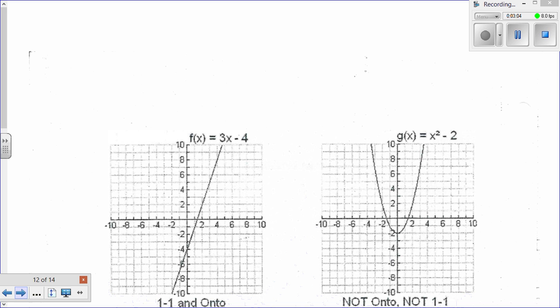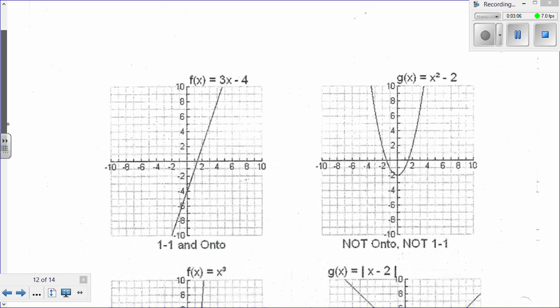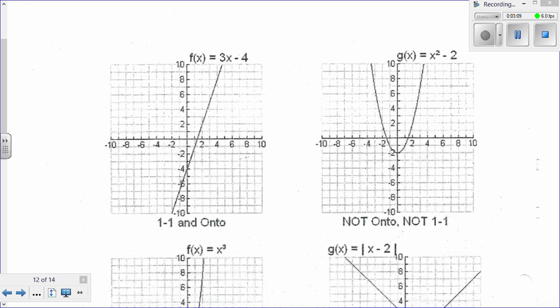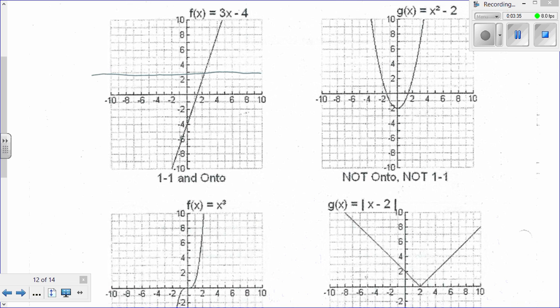Looking at a graph, this first graph here of f of x equals 3x minus 4 is both one-to-one and onto. It's one-to-one because it passes the horizontal line test, and it's onto because I'm not ignoring any of my y values, I guess you could say. My domain was all real numbers, and my range is all real numbers for a line. Therefore, it is also onto.